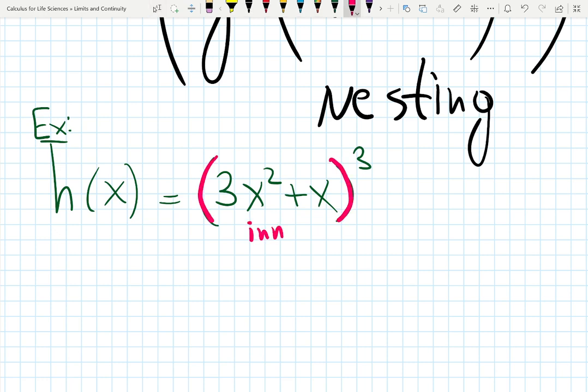This function is inner. This function, which I cannot name yet, that's exactly the idea of the Russian dolls. Until you open the outside one, you don't know what's inside. Yeah, you do see it's 3x squared plus x, but you have to imagine that you don't know it yet. What you see is this function, let's call it u, is u cubed. So there's some kind of function cubed.